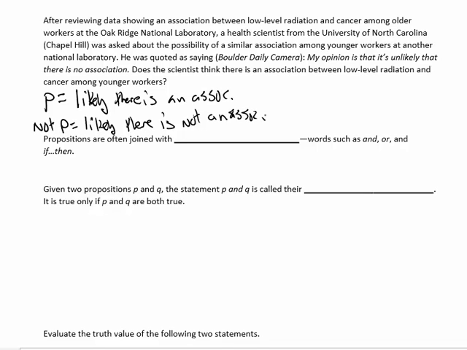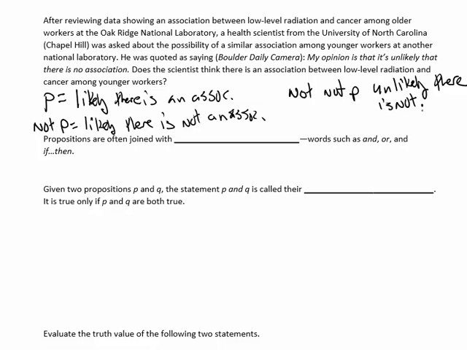Okay, so in other words, if the proposition is "I think there is," then the opposite is thinking there is not. So let's actually get to what he said. So his is not P. Now we need to undo the last statement, so it'd be unlikely there is not. So unlikely there is not is kind of like what we did with the double negation. That means he's going back to the original proposition, which means he actually thinks there is an association between the low-level radiation and the cancer among his workers. So does he think there is one? Yes, he does.